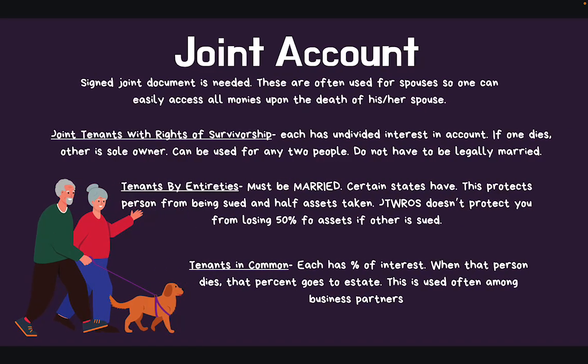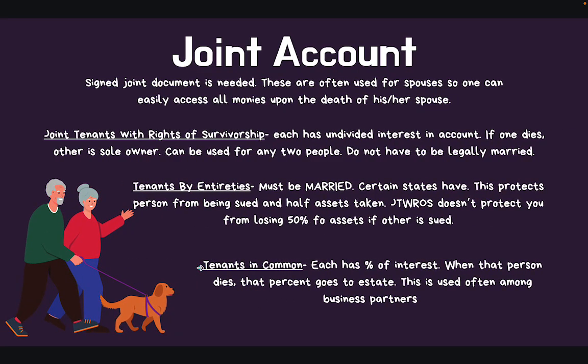Joint account. Okay. So there are some different ways you can set up joint accounts, and they each serve a different purpose. Let's look at them. You have the happy couple there, walking there. It looks like a golden retriever, but they know that they're not going to live forever. Okay, here we go. Joint account. A signed joint account document is needed. These are often used for spouses, so one can easily access all of the monies upon the death of his or her spouse. So there are a couple of these, you don't have to be married.